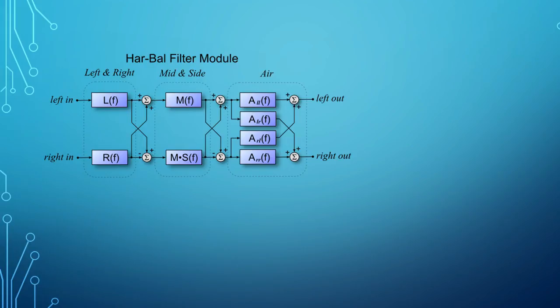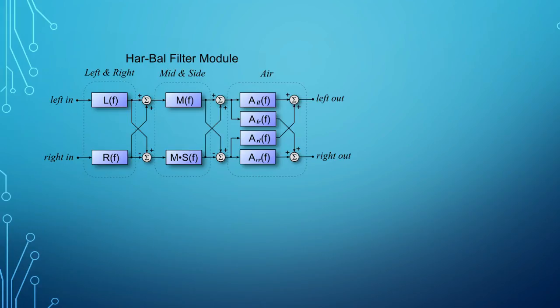This particular aspect of Har Bal has caused considerable confusion among some version 2.3 users who were under the impression that they had to create filter responses for left and right channels separately, rather than the much simpler process of doing most of the EQ in the mid-channel view.